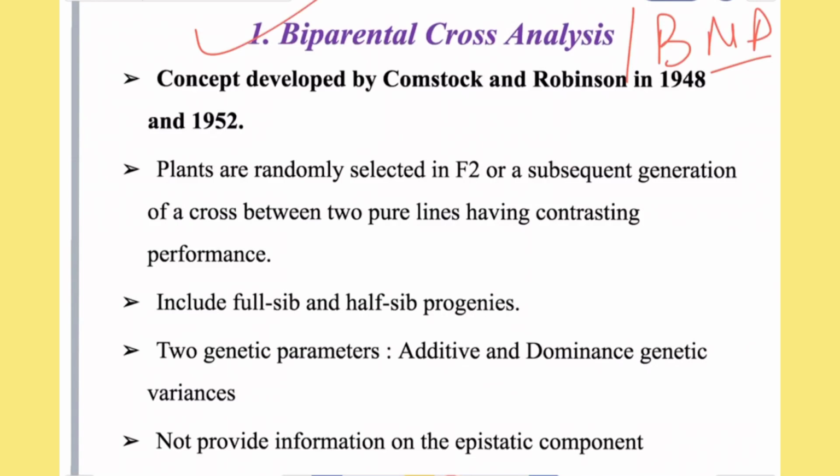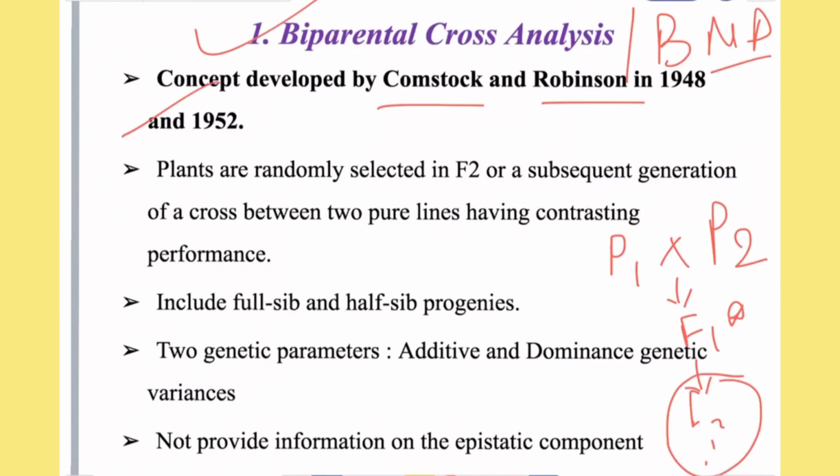This concept was first developed by Comstock and Robinson in 1948 and 1952. In this cross analysis, the plants are randomly selected in the F2 generation. Suppose these are two parents, pure lines having contrasting characters. By crossing we get the F1 generation, and by selfing F1 we get the F2 generation, and so on. So the selection of plants should be taken from the F2 or subsequent generations. This analysis includes full sib and half sib progenies. That's why we call it biparental, both types of progenies.